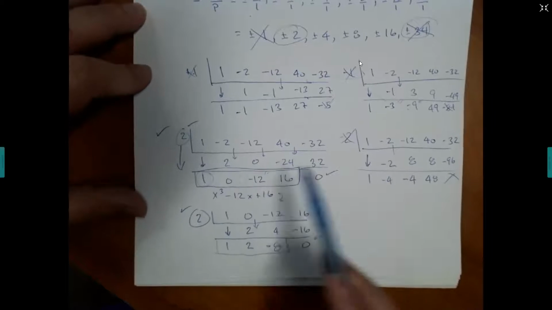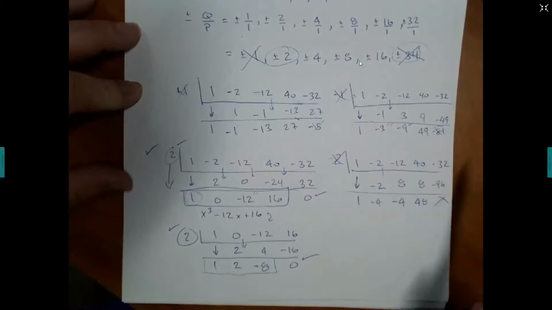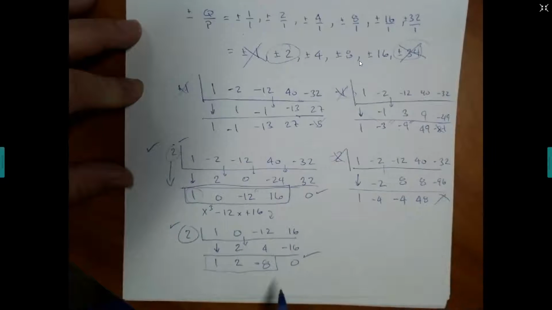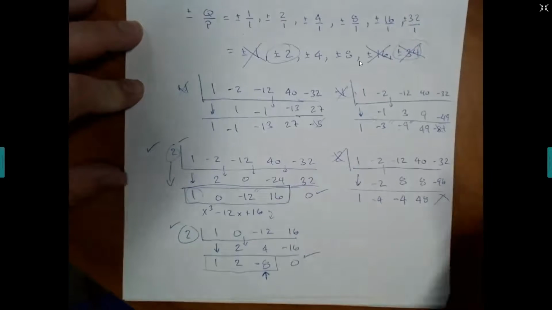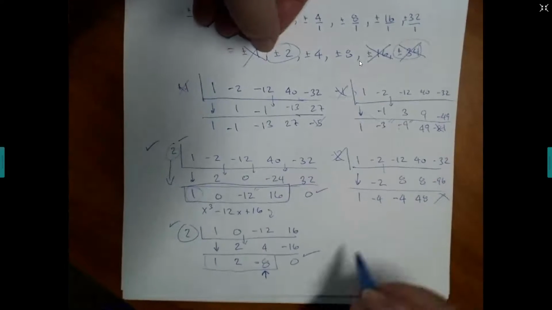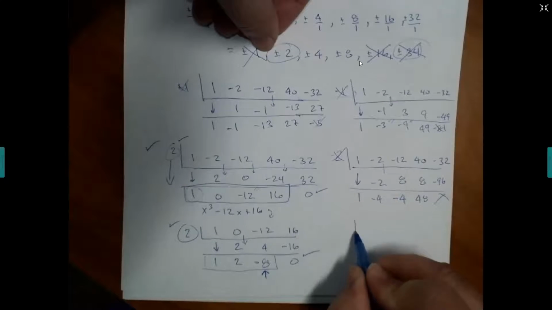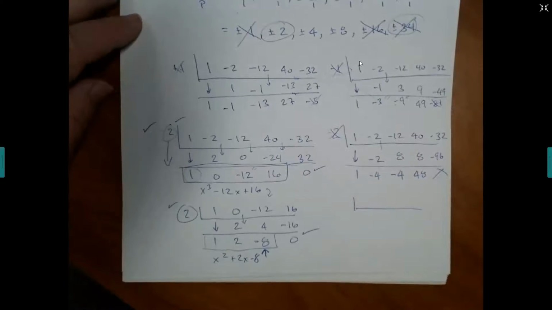Looking at this, can we get rid of any numbers on our list? Look at this last number in our equation. Can 16 go in there? No, it's too big. So that becomes x squared plus 2x minus 8.